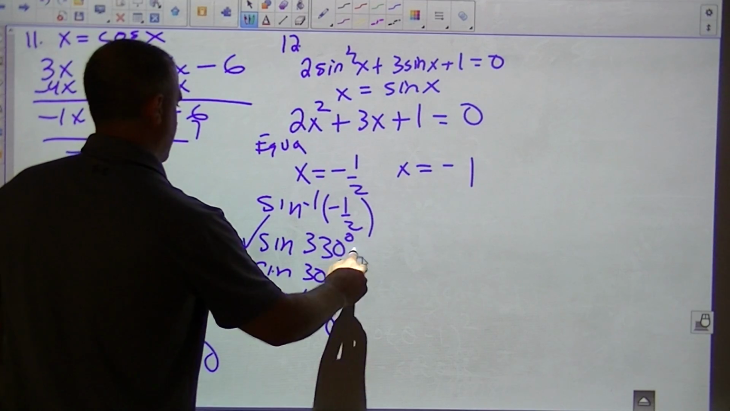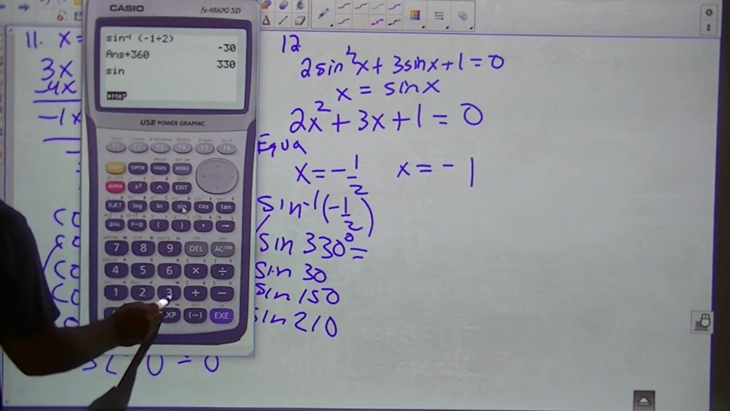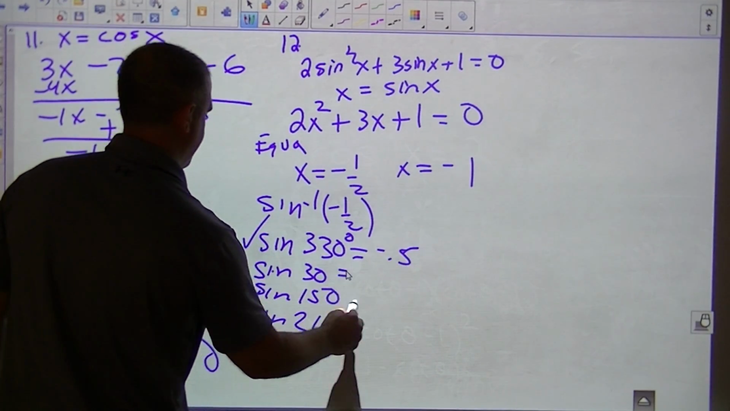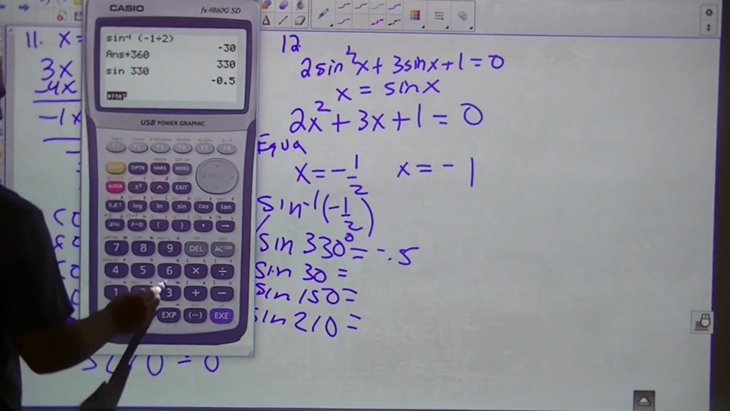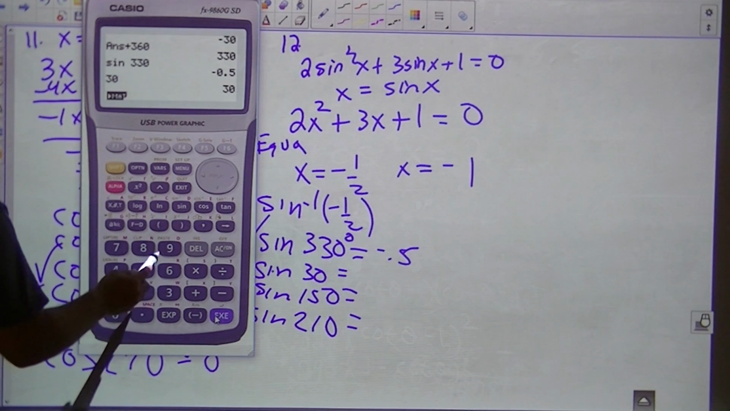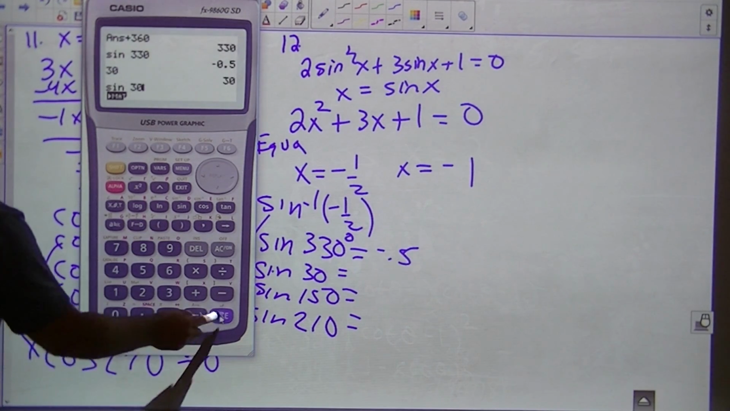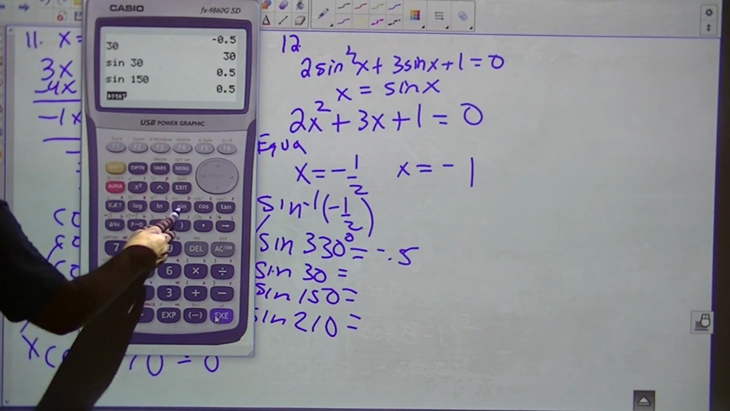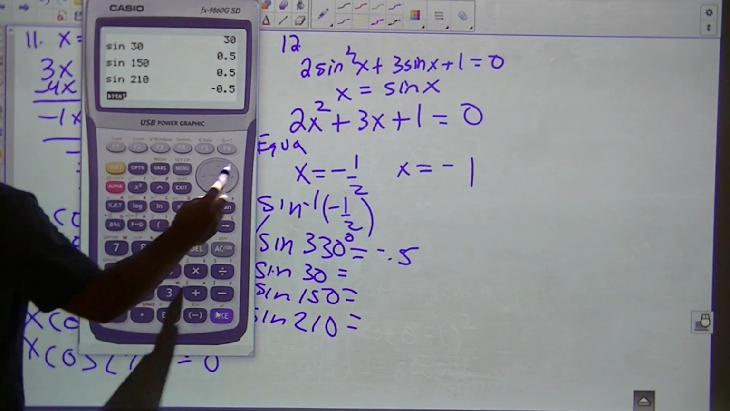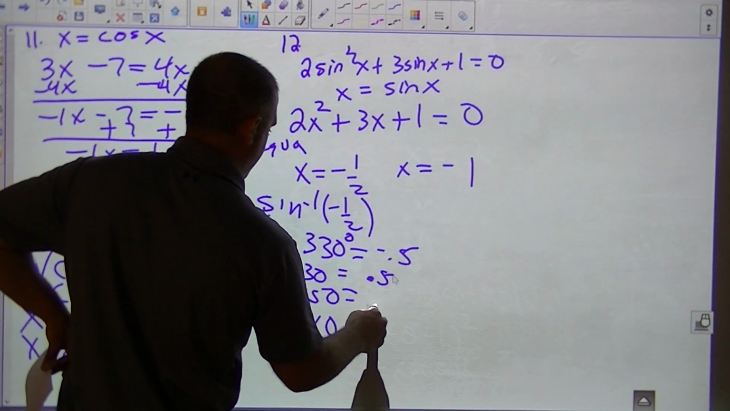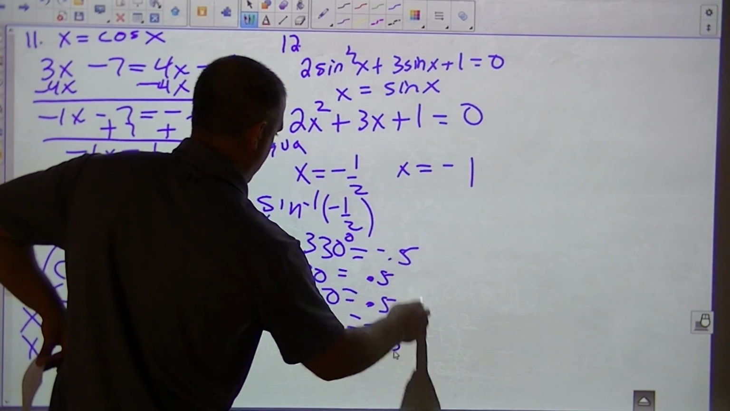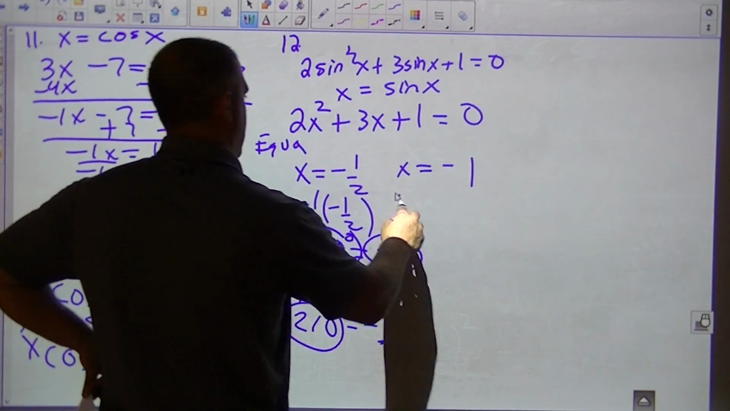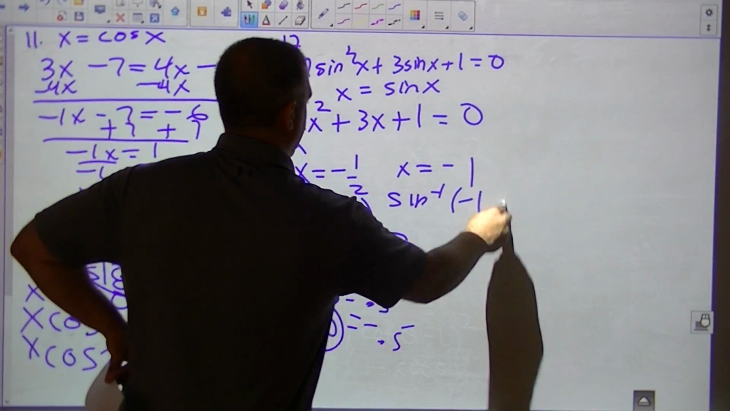All right, so let's find out what sine of 330 is. It's negative 0.5, so we're going to find all the ones that match. Sine of 30 is positive. Sine of 150 is positive. Sine of 210, okay, so these were 0.5, 0.5, and negative 0.5. Well, my original was negative 0.5, so I want this one. So these two work, and then I'm going to do sine inverse of negative 1.